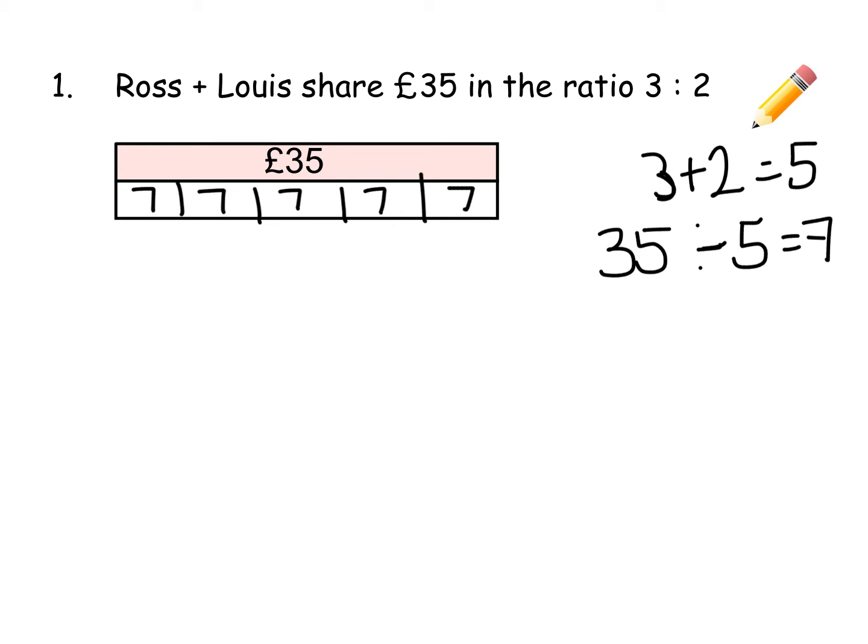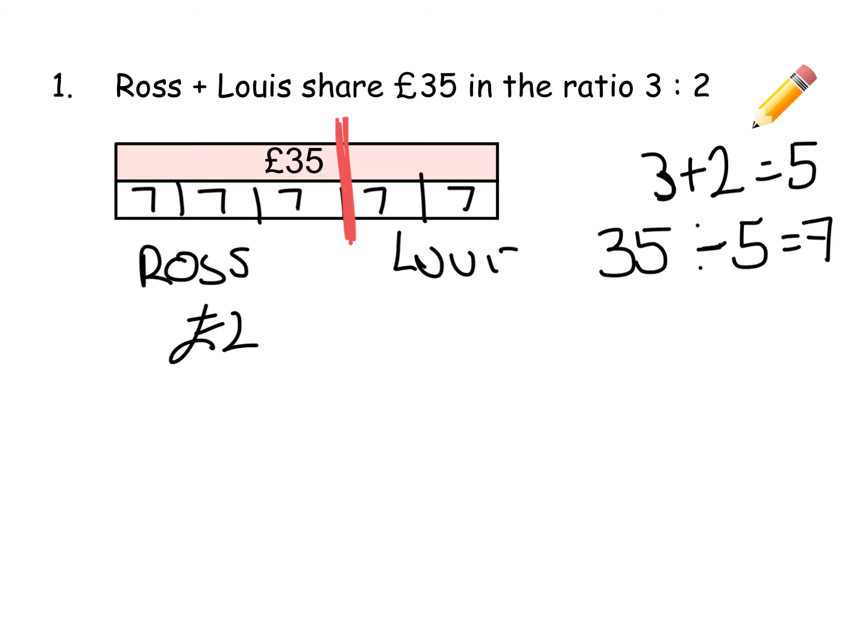Then we think, right, what was the ratio to the split? It was to split in the ratio 3:2. So we draw a big line down, splitting it clearly in the ratio 3:2. And then it's clear that Ross gets 3 lots of 7. So Ross gets £21. And Louis gets 2 lots of 7. So he gets 7 and 7. Louis gets £14. Now you might notice my pen didn't work there. Ross should have got 21. Okay, let's do another one.